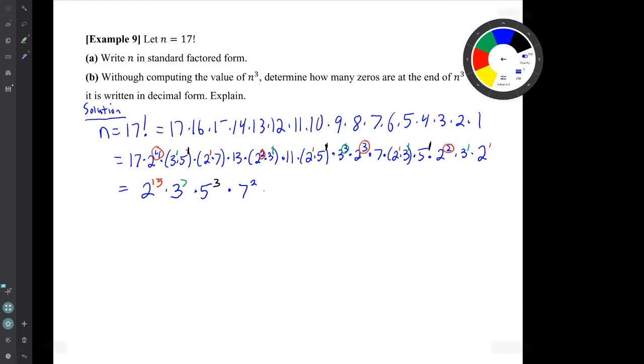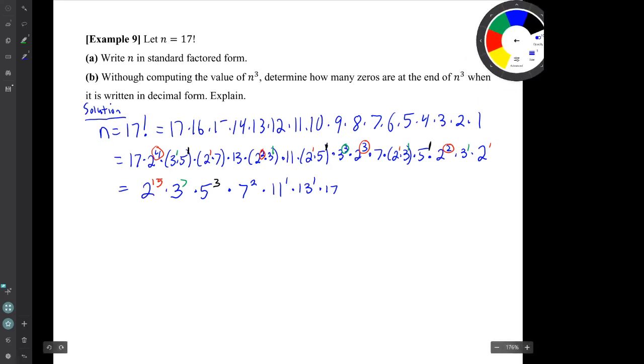And the next prime is 11. How many 11s do we have? Just 1. Okay, the next prime that appears is the number 13. It appears as just 13 to the first power. And the next prime that appears is the number 17. So there's our prime factorization, our standard factored form for n.